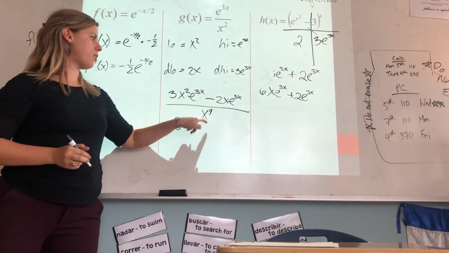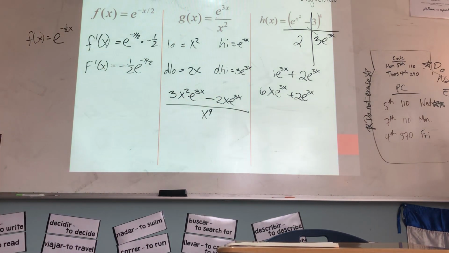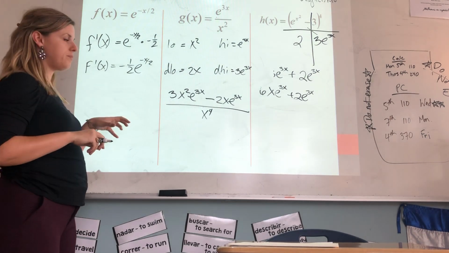I have 1, 2, 3 terms. There is a common factor between all the terms. Are all the 3 terms divisible by what? X. Yes. So I'm going to divide everything. I'm going to take out an x from everything. Even the bottom. Even the bottom. If I do that, would I be punished?